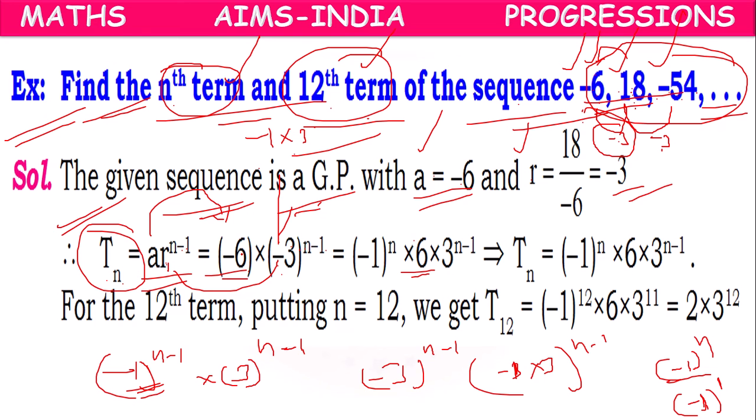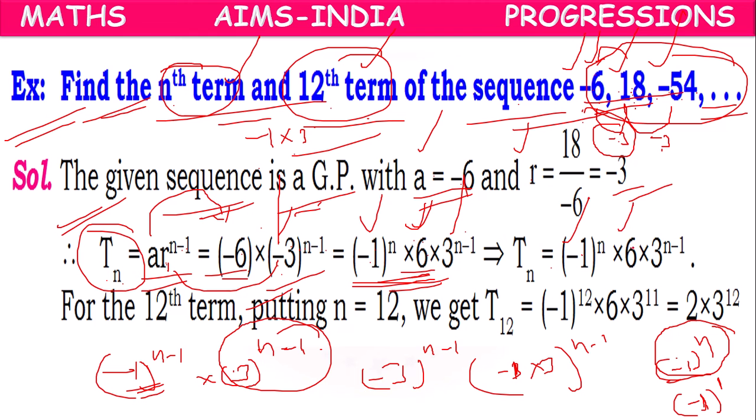And here we have minus 6. This minus, minus cancel. It will become 6. And minus 1 whole power n will remain. And 3 power n minus 1 will remain. So the nth term is minus 1 whole power n, into 6 into 3 power n minus 1.